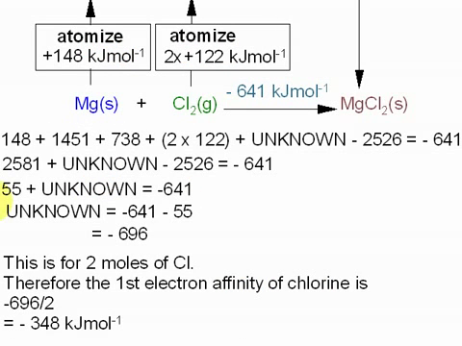Continuing the maths, what I've done is I've added up these values to give the 2581, and the other two values remain the same. Then I've added those two values, to give you 55 plus unknown is minus 641. Then I've moved the 55 over to the other side, subtract 55 from both sides, which gives the unknown as being minus 696. Now this is for 2 moles of Cl, because in magnesium chloride there were 2 Cls, and so the first electron affinity of chlorine is that value divided by 2, minus 348 kilojoules per mole.